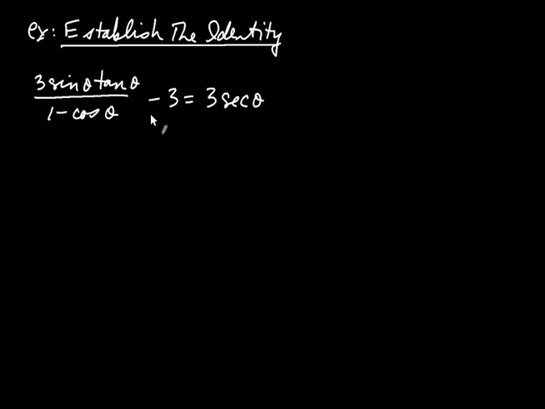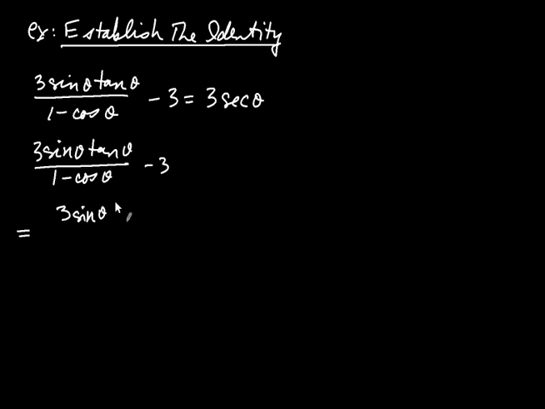So let's do that. Take the entire left-hand side, and don't forget there's this minus 3 on the left-hand side as well. So it's going to be 3 sine times tangent divided by 1 take away cosine, take away 3. I'm going to simplify that. So the first thing I notice is that I have a tangent here. Often when we're simplifying, we write the tangent as sine over cosine. So it's going to be 3 sine theta, and this tangent becomes sine over cosine.